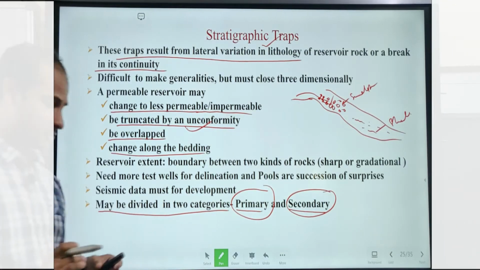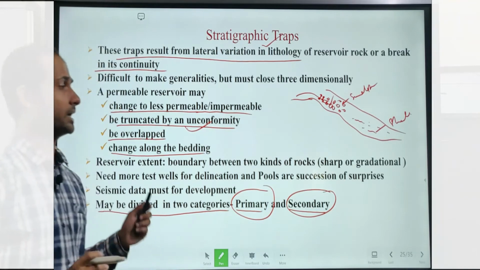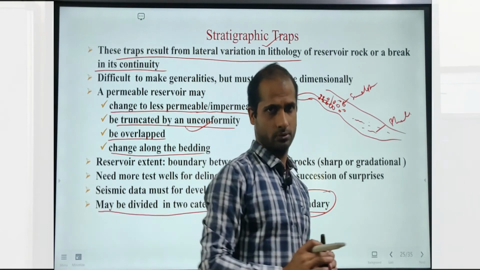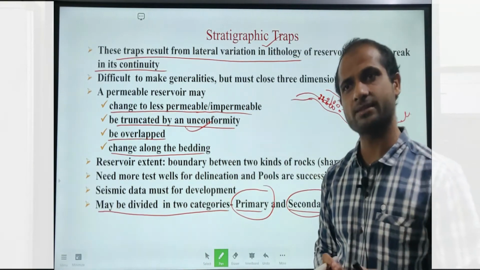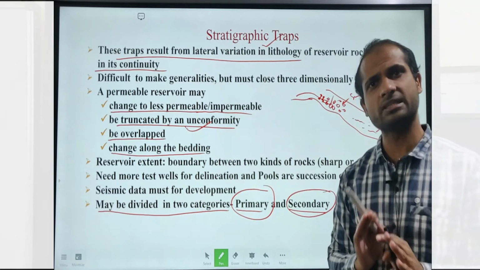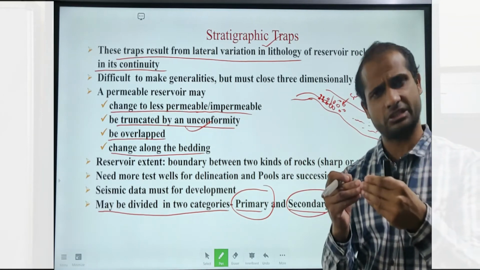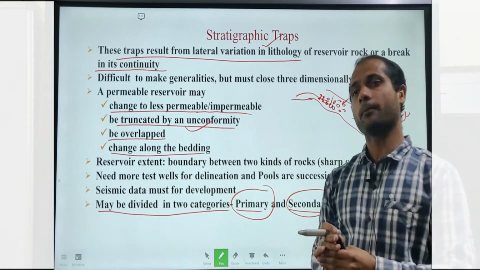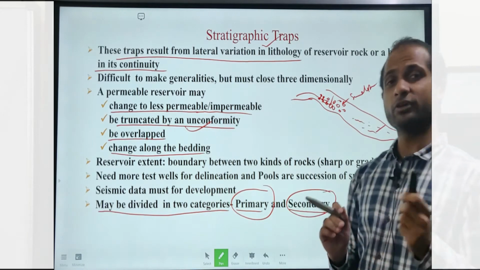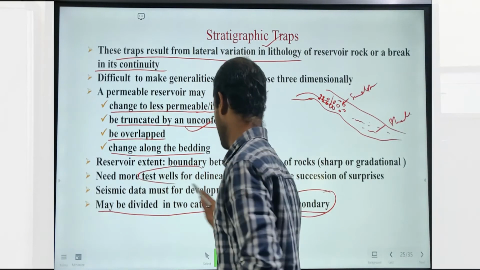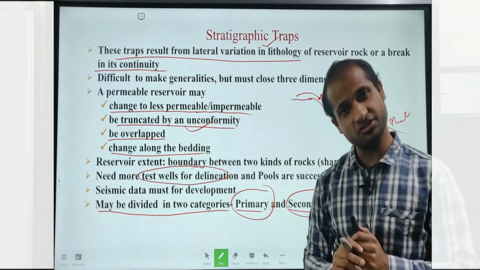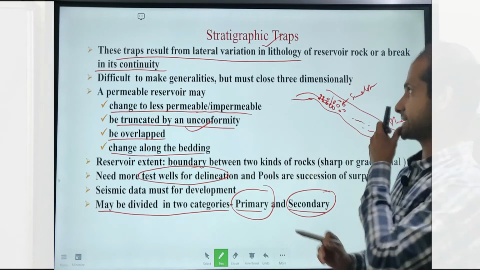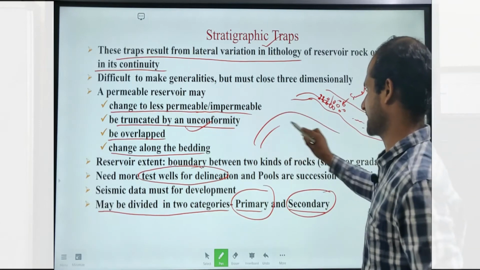I would like to mention over here that the delineation of stratigraphic traps is really tough, because in general, using seismic data also, you cannot easily demarcate where we are getting a change in the lithology, though geoscientists try to infer things. That's why we need more drill wells to delineate and test such pools as compared to structural traps, because structural traps are easy to demarcate on the seismic reflectors.